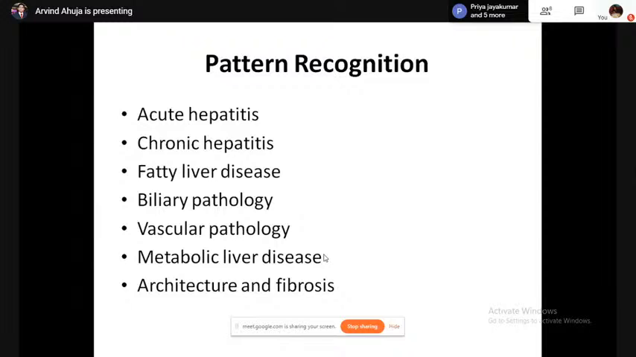Now, pattern recognition is very important. There are various patterns which we see in our daily practice. These are the most important patterns which are encountered: acute hepatitis pattern, chronic hepatitis, fatty liver disease, biliary pathology, vascular pathology, and you can see metabolic liver disease or congenital liver disease, and you have to see the architecture and fibrosis in the liver biopsy.